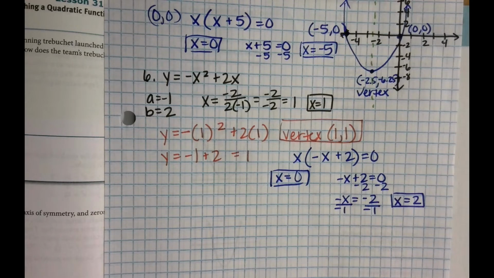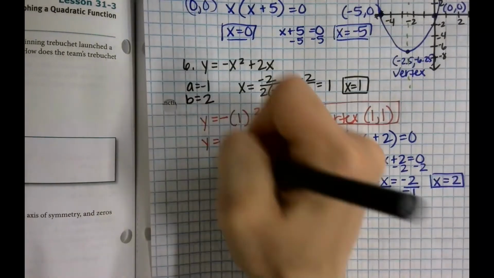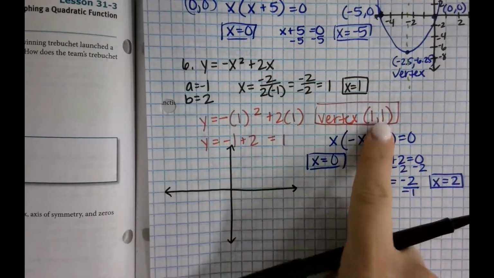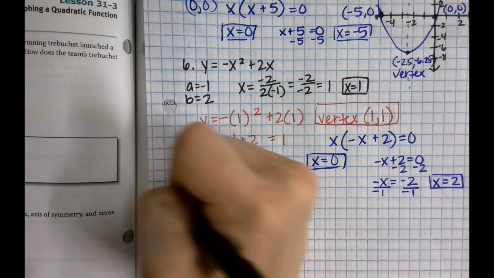Let's draw the graph now. What did I just do with my black pen? So I know my vertex is at 1, 1, so I'm just going to count by ones. That's where I need to go to.